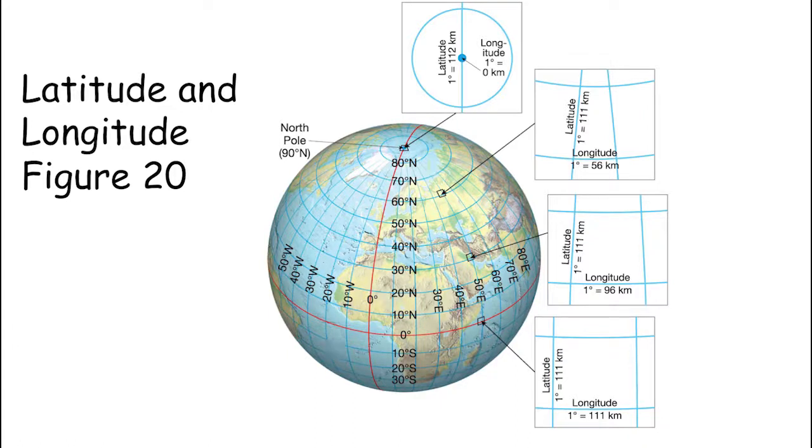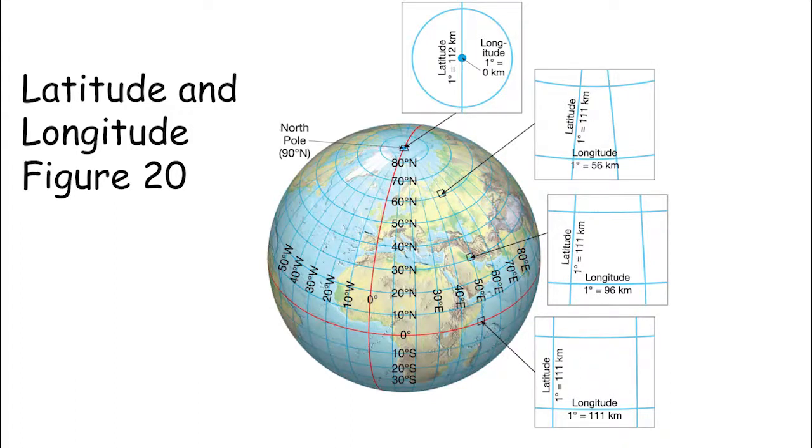Longitude is very different. Remember that the meridians converge at the poles. So along the equator, 1 degree of longitude is 111 kilometers. But once you get to 60 degrees north, notice that it's only 56 kilometers, about half. And then you get to the North Pole, and actually there is no longitude at the North Pole. You cannot describe longitude of the North Pole.